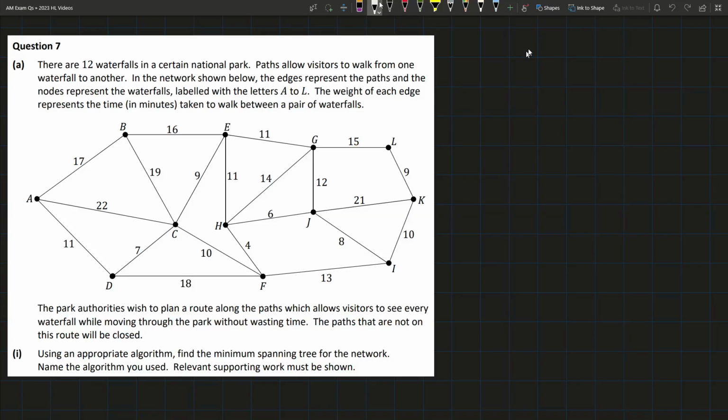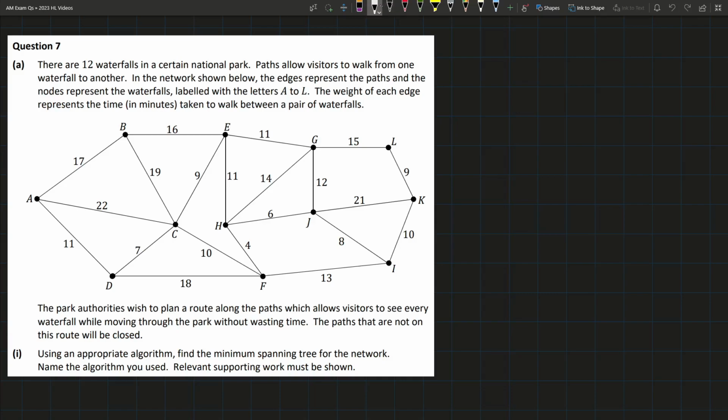The first half of question 7 is about minimum spanning trees. So we're given this network here, and each node is a waterfall, and each edge is the distance it takes to walk from one waterfall to the other. And now they want to plan a route which allows the visitors to see every waterfall while moving through the park without wasting time. So in order to do that, we have to find the minimum spanning tree.